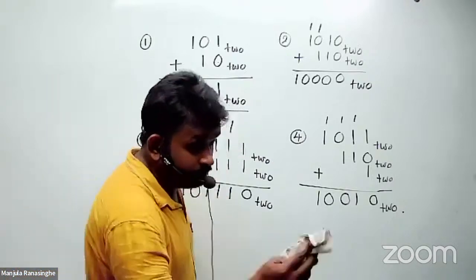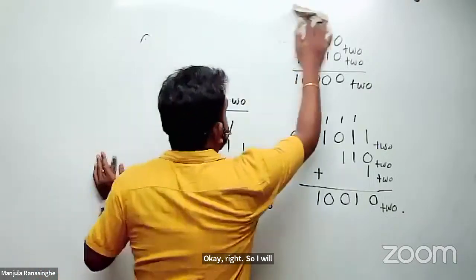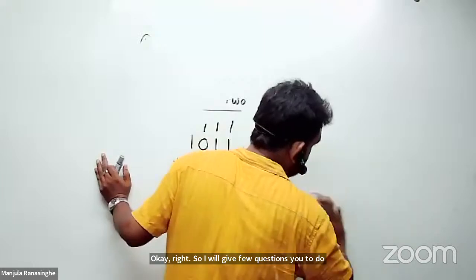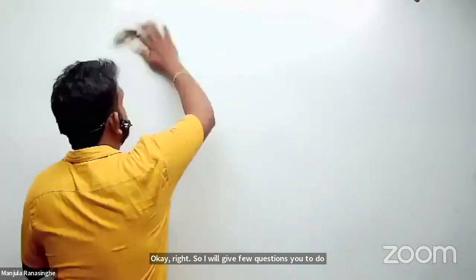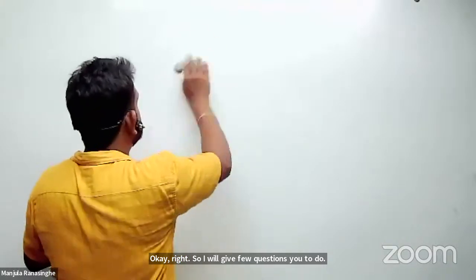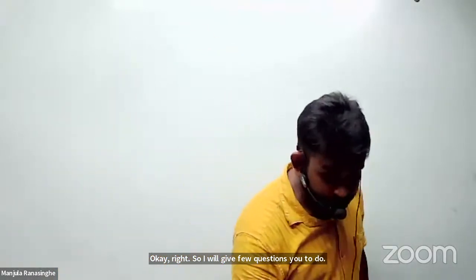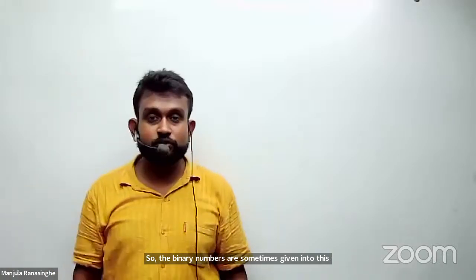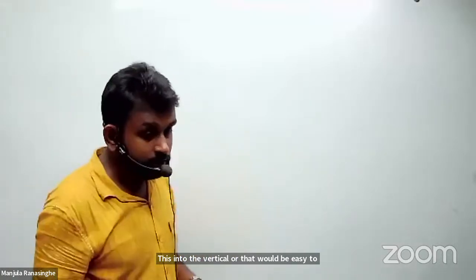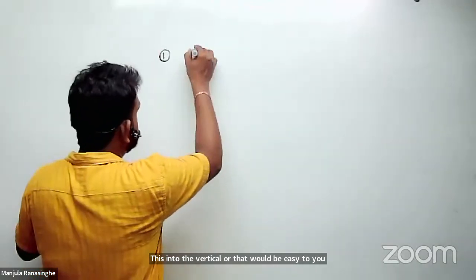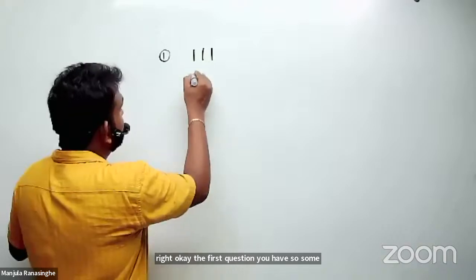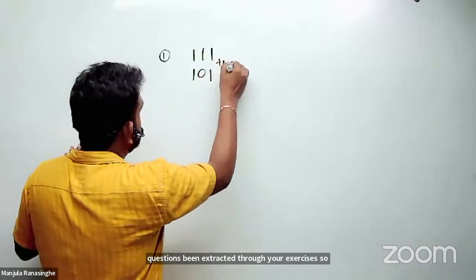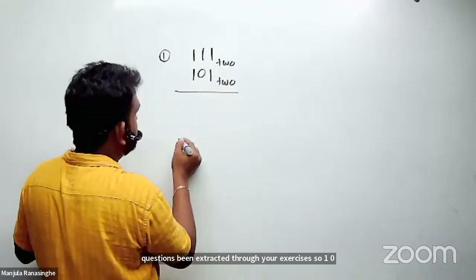Okay, right, so I will give a few questions for you to do. Binary numbers are sometimes given in the horizontal direction, but you have to write them in vertical order. That would be easy for you, right? The first question, some questions extracted from your exercises: 101, all are base 2, right? You have to write the base and take the answer.